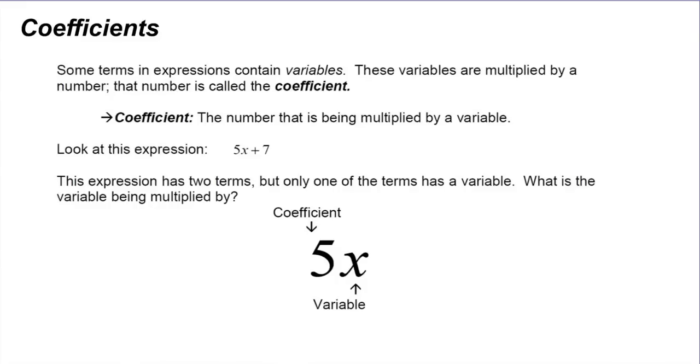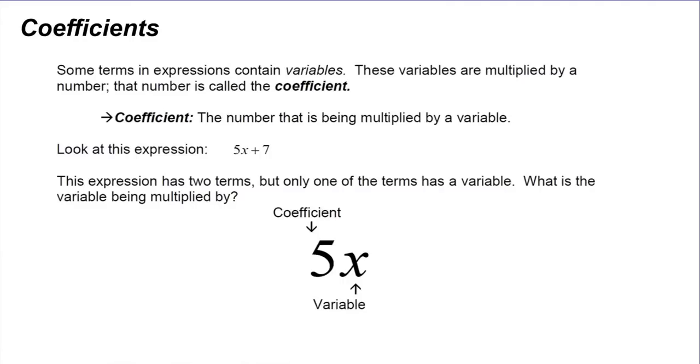Next, we're going to talk about coefficients. Some terms and expressions contain variables, and remember, those are the letters that we have in our expressions, and these variables are multiplied by a number. That number is called the coefficient. So a coefficient is a fancy word for the number that's being multiplied by a variable.